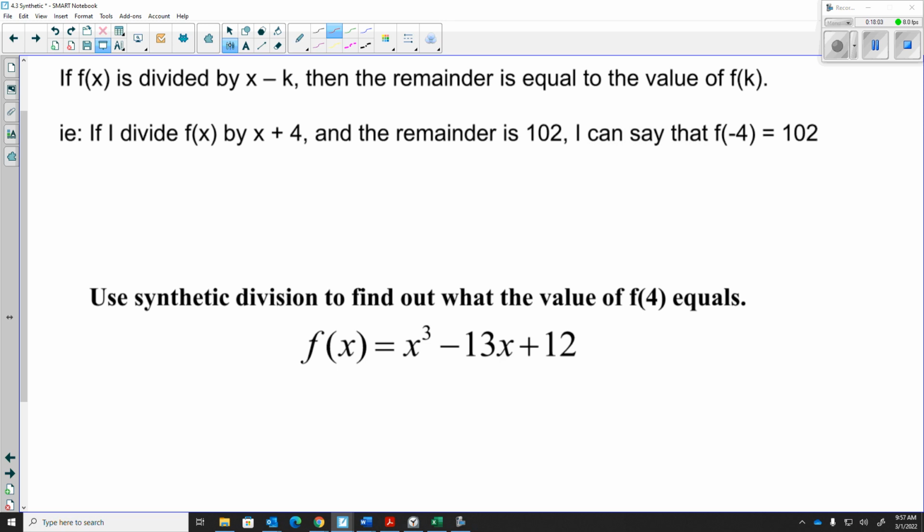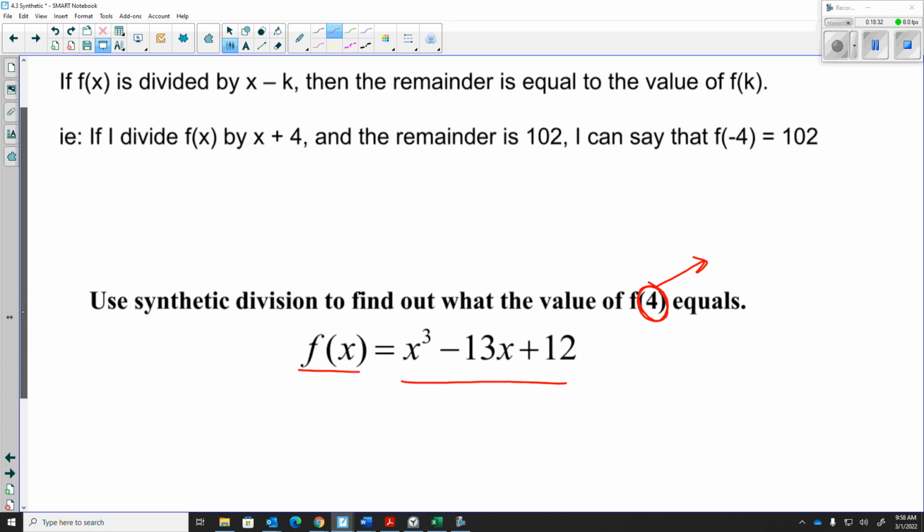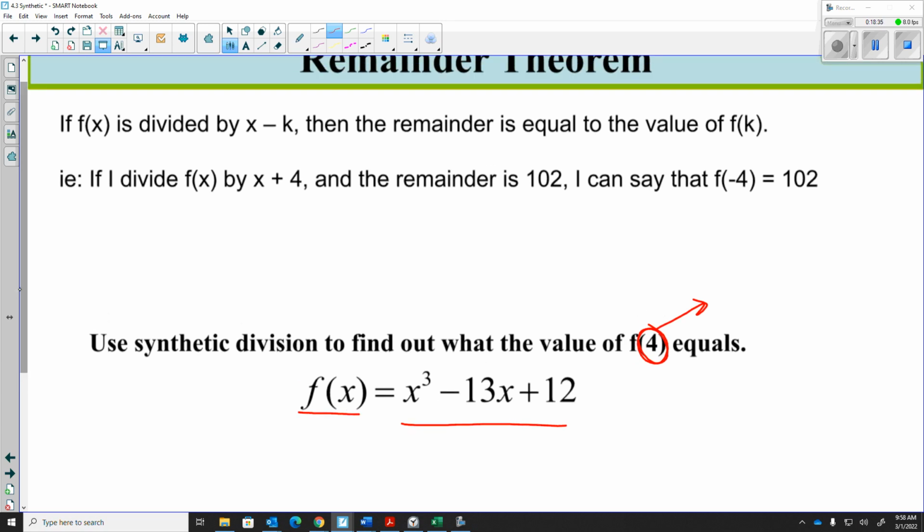All right, so it says use synthetic division to find out what the value of f of 4 equals. f is this thing, x cubed minus 13x plus 12. So guys, here's all you need to do. If you have a problem that is set up like this, all you need to do is look at the number that it gives you, because it gives you the 0, right? And it's not giving you the factor anymore. Like it didn't give you x minus 4 or anything like that. It just gave you the number.